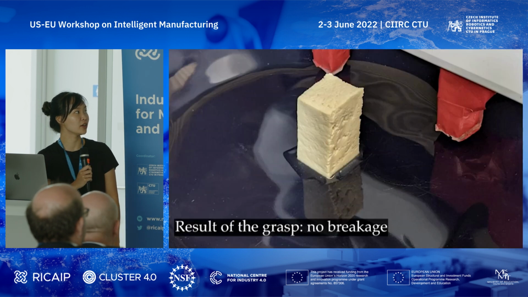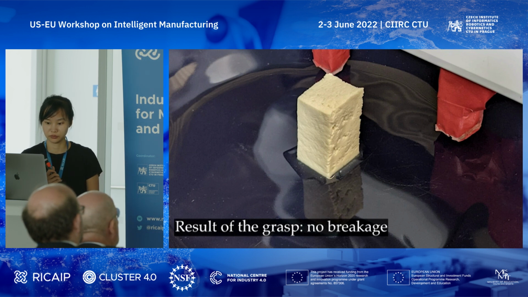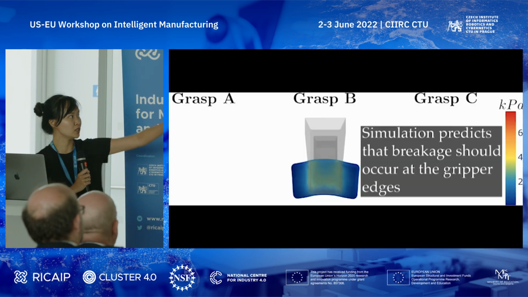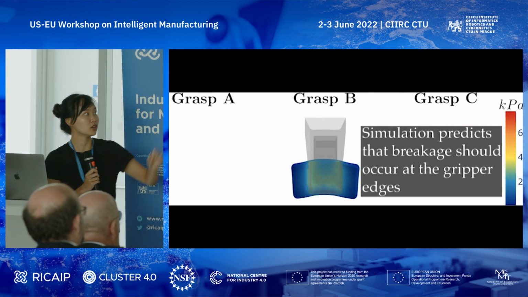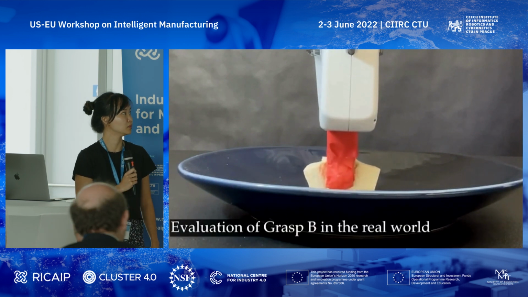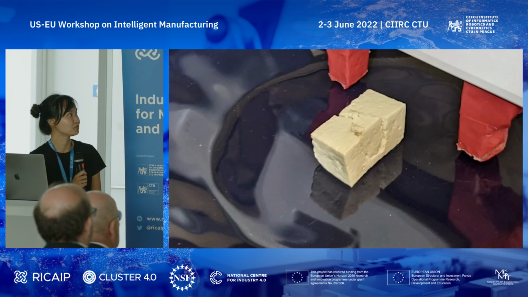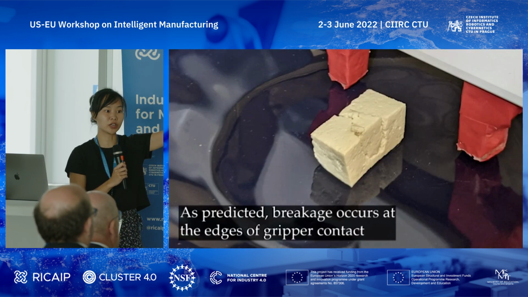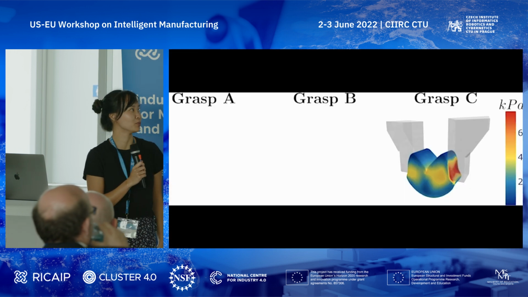And we verified that in the real world, there was no breaking. Under grasp B, we see that the outlines are higher stress and that breaking should occur at the gripper edges where there's more curvature discontinuity. And as you can see, the exact sort of breakage pattern does occur in real life, as you can tell by the outline of the gripper shown there.